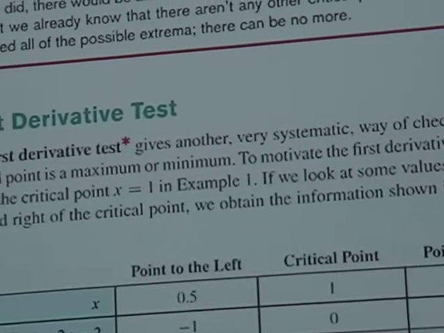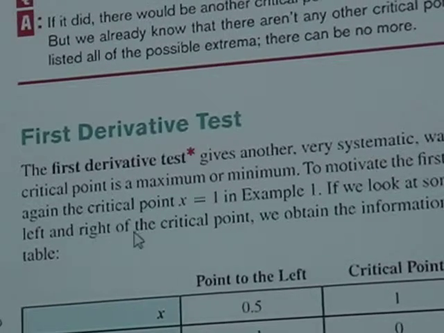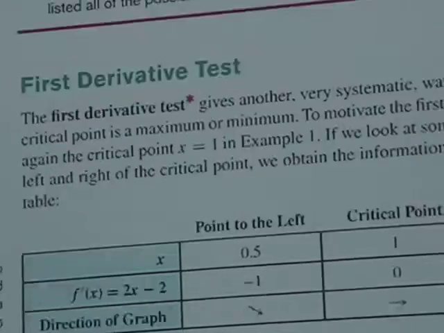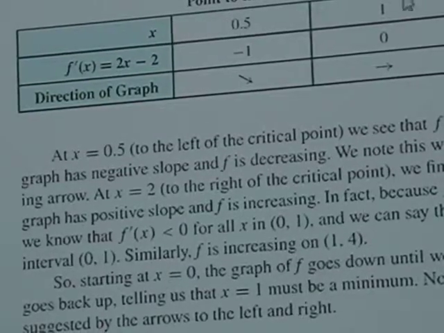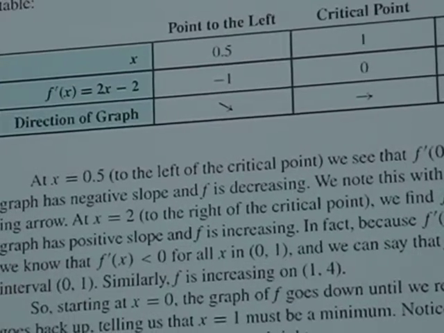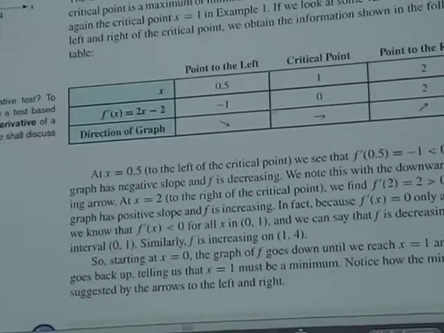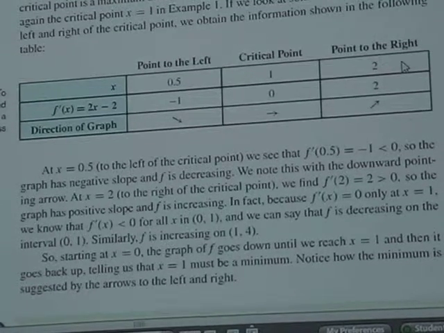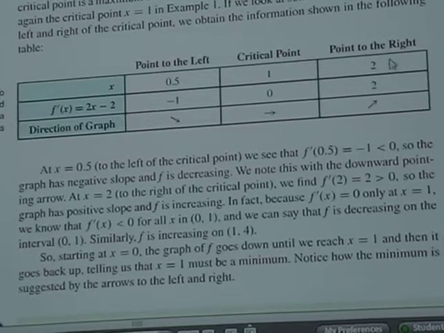If we look at some values of f prime to the left and the right of the critical point, so he does that here, and the critical point was 1, to the left of the critical point, to the right of the critical point, you get negative, you get positive, decreasing, flat, increasing, therefore it's a relative minimum. Okay?